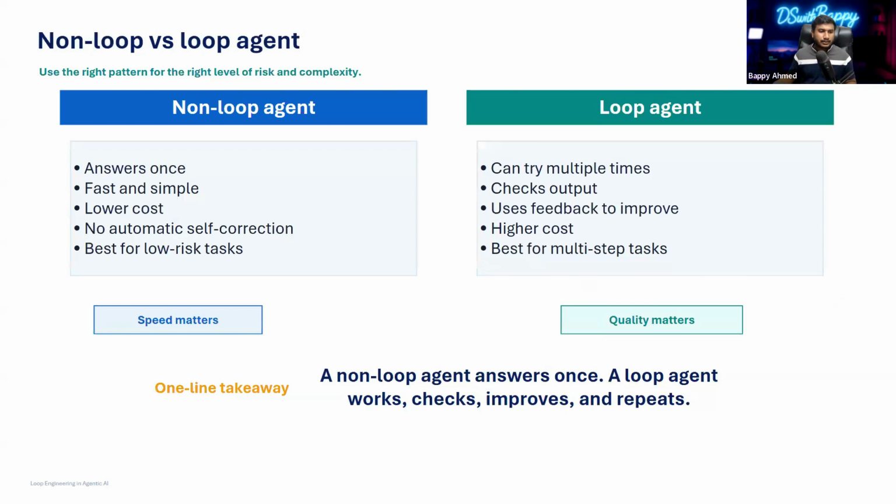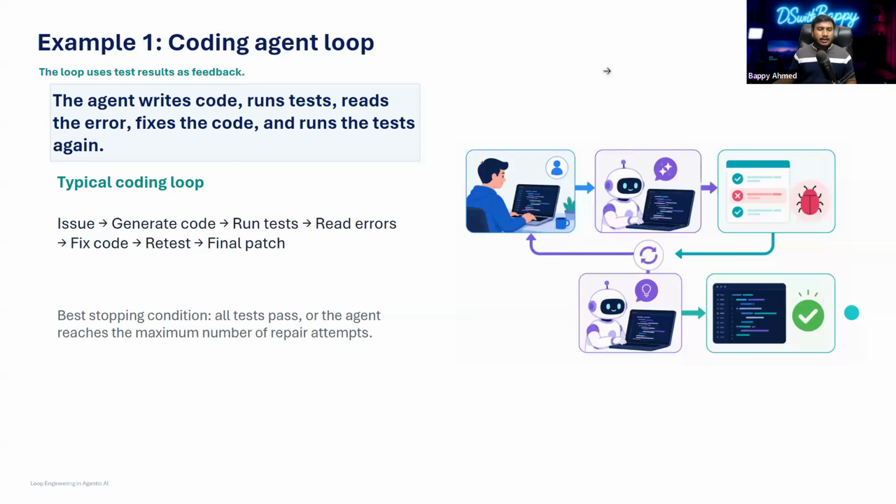Don't worry. Now let's try to take an example of this loop engineering. I'll take this coding agent example. The agent writes the code, runs tests, reads the error, fixes the code, and runs the test again. That means in coding agents, you are writing the code, and your code is getting verified. If bugs are found, it will give feedback, and again your agent will write that. Then once it is fixed, you will get the output.